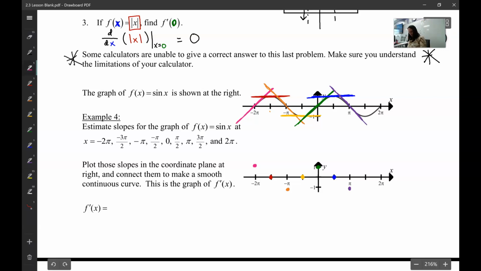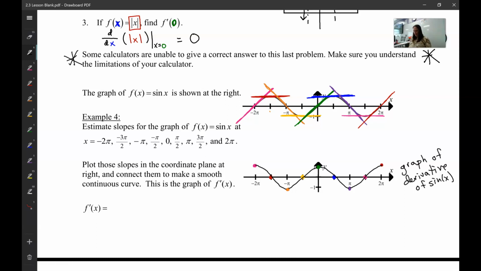And we got a couple more. 3 pi halves right there. That's a flat 0. And at 2 pi, that's going to be a positive 1. Now, if I connect all of these, that would mean this would be the graph of the derivative of sine.